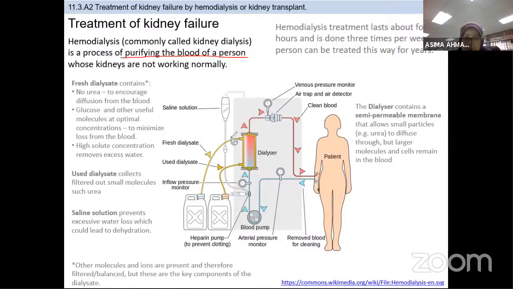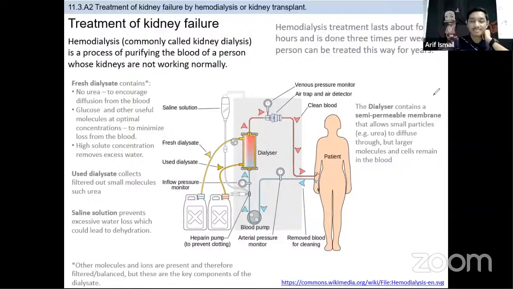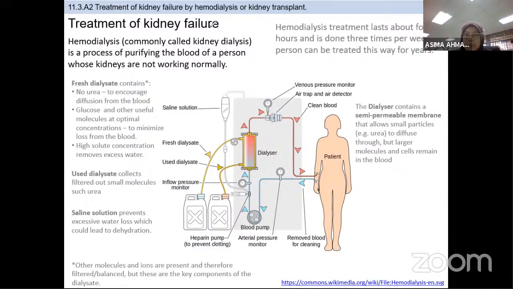So after everything has been removed, they supply the clean blood back into the patient. Alright? So you see, this dialysis machine imitates the structure and the function of the kidney. Understand? Okay, good.